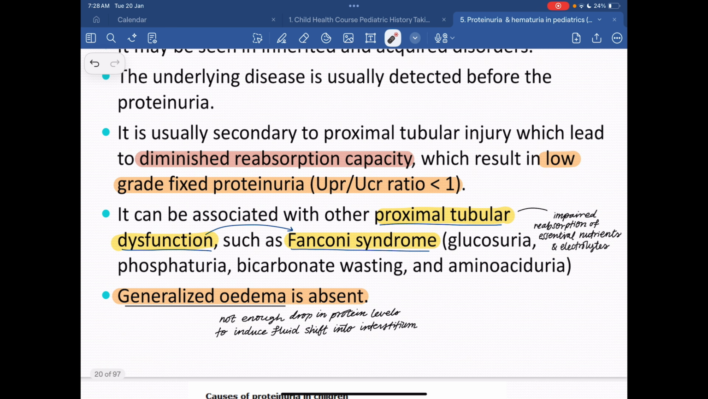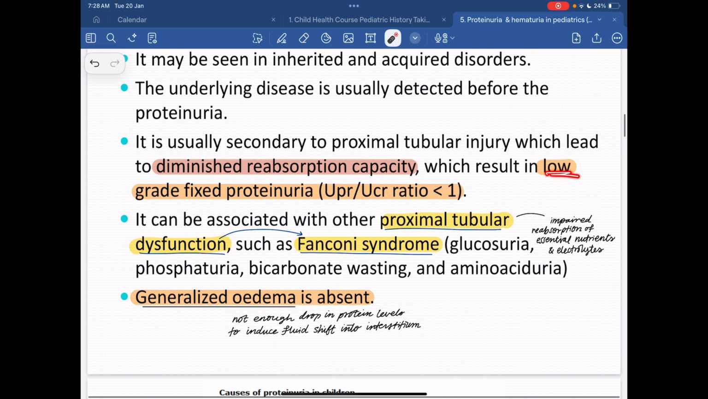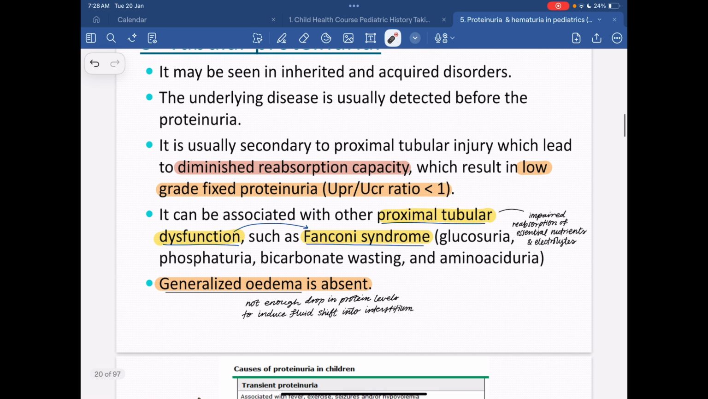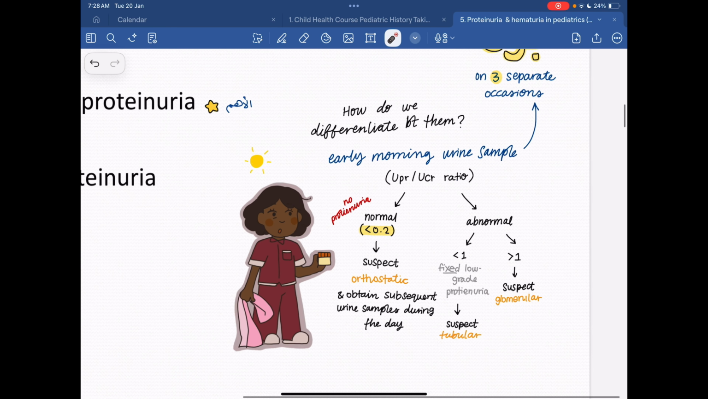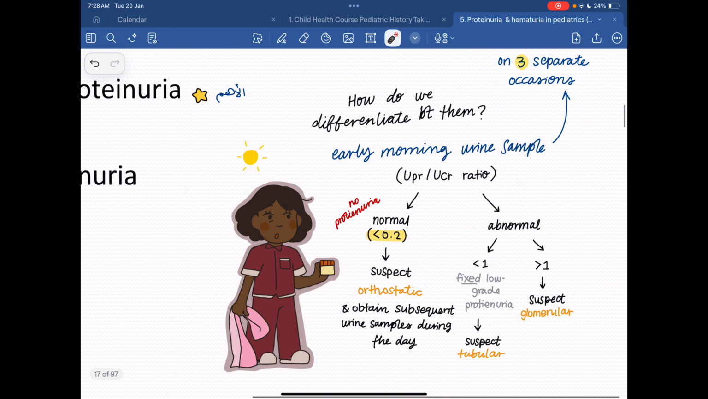Generalized edema is absent because we have a low-grade proteinuria. So there's not enough of a drop in the serum protein levels to indicate fluid shift into the interstitium. Are these clear? So that's it. We differentiate using the early urine sample, the urine protein to urine creatinine ratio.